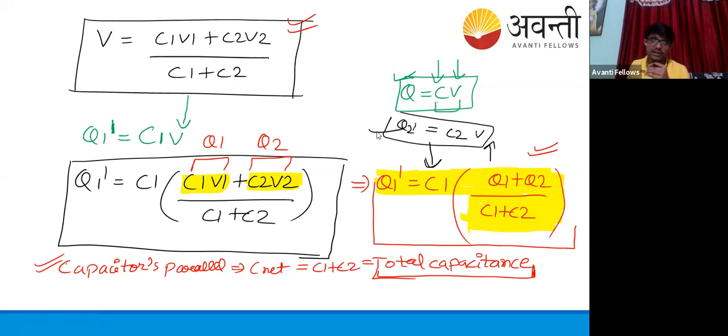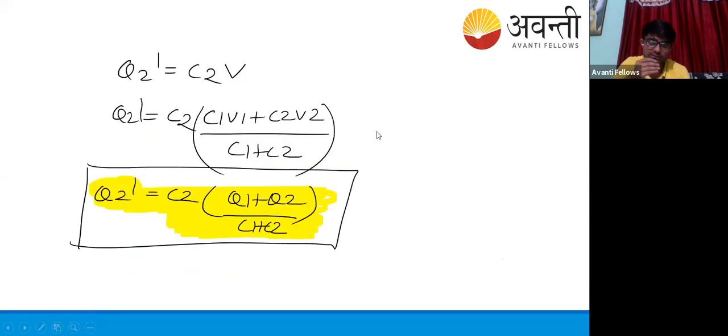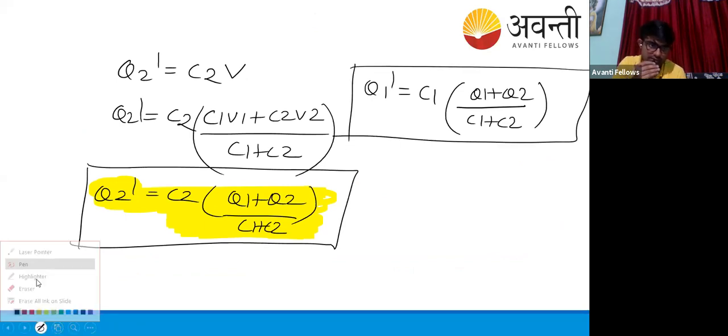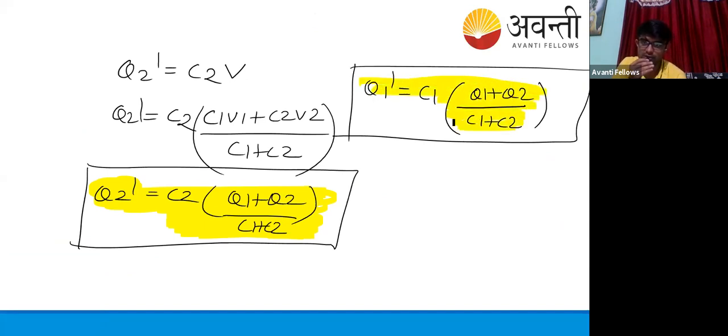So now we derived both the things, that is Q1 dash. Okay, Q1 dash, I'm writing the compact form, and Q2 dash. Okay, so this was our ultimate goal of today's theory topic, to derive both the things.